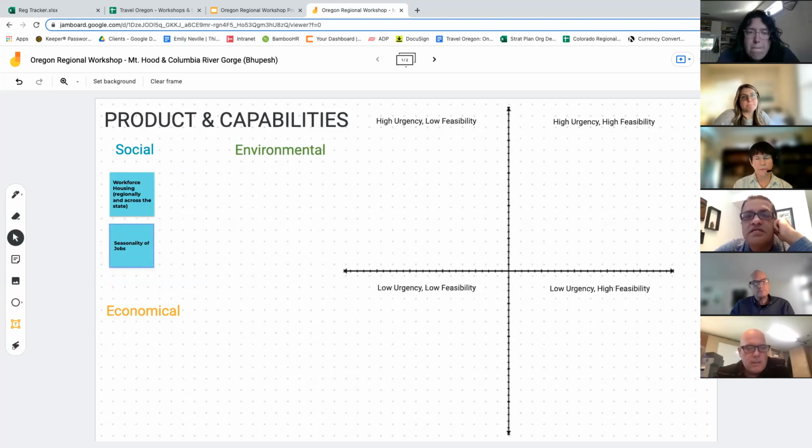The seasonality of the area is, again, all across the region. It's all across Oregon. Well, I think so. I know our region a lot better. I would say that we have too many people here. We need to spread it out. There are too many people in the peak season, and not enough people in the shoulder seasons.